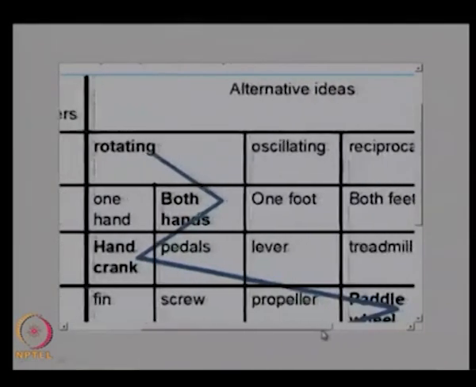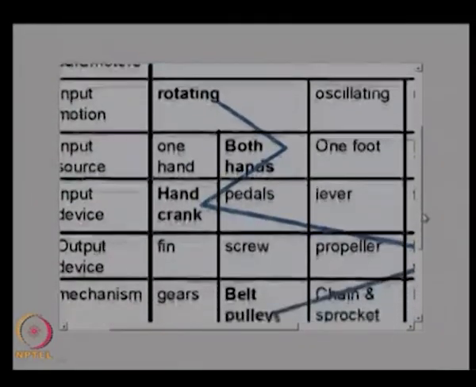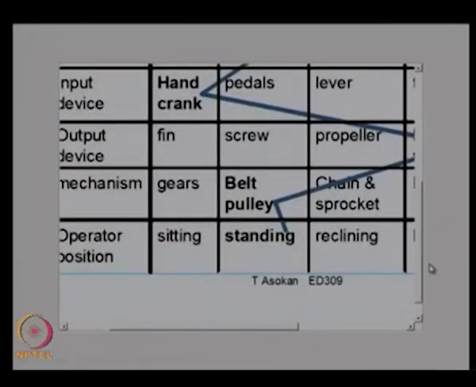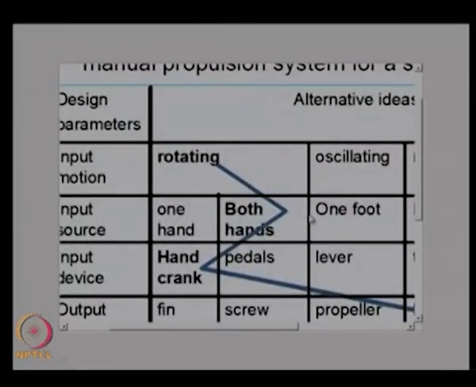This actually explained the same figure, the previous figure, with better clarity. So, you can see here all the options are listed and the choices are marked with a line over here.